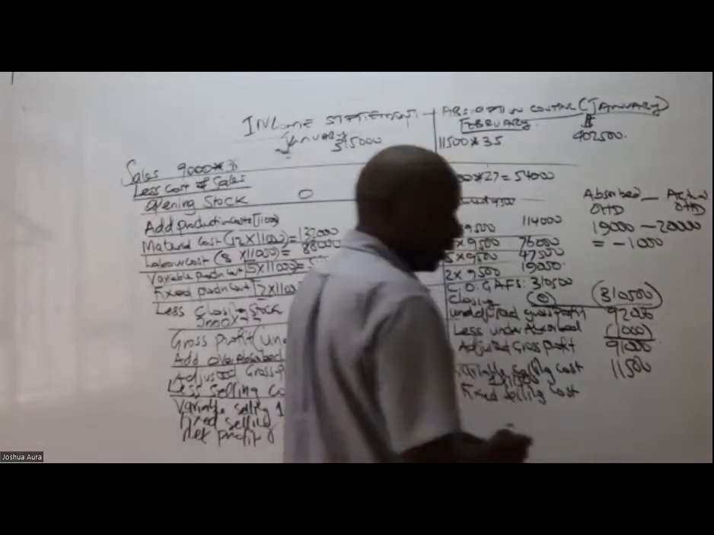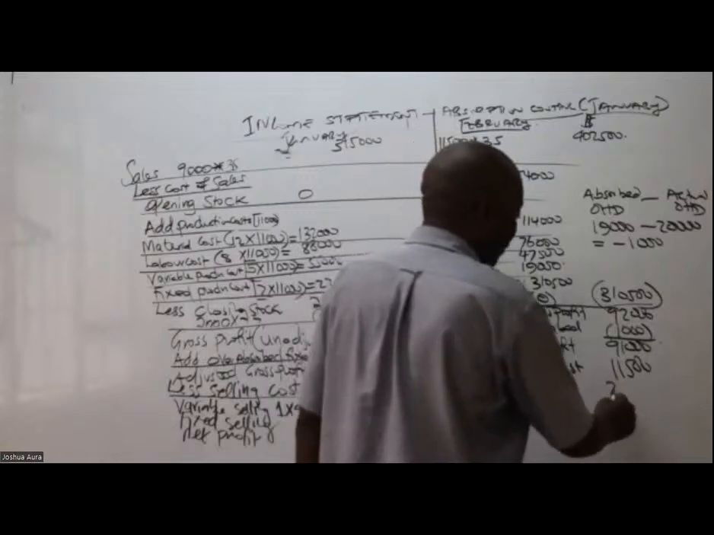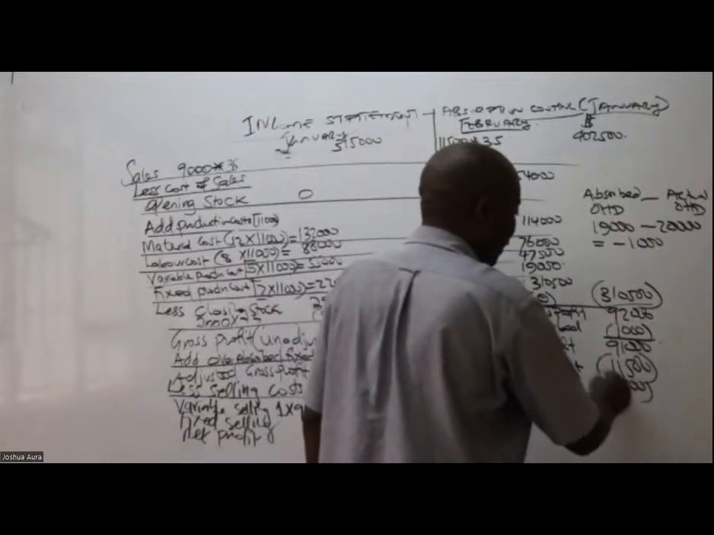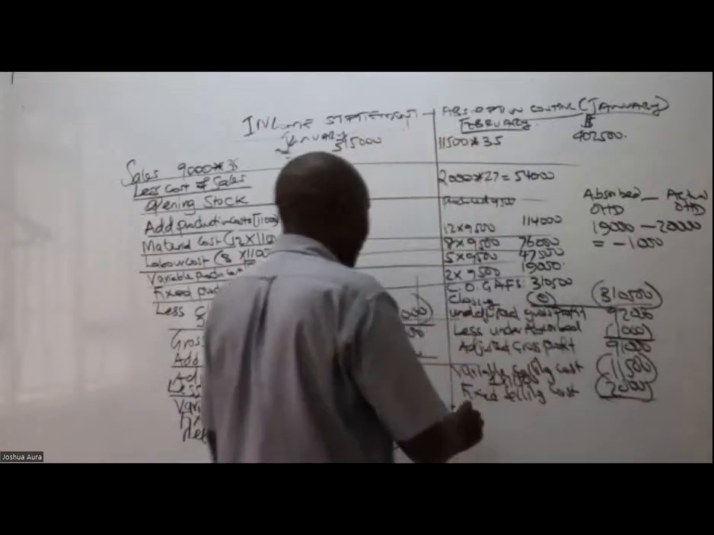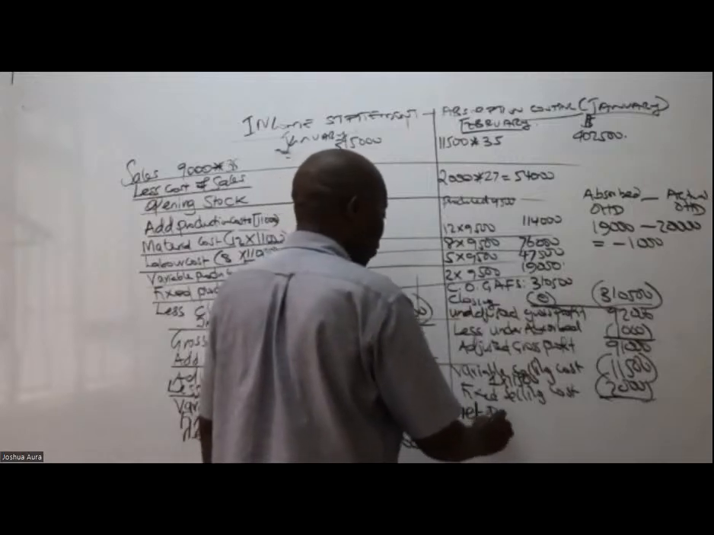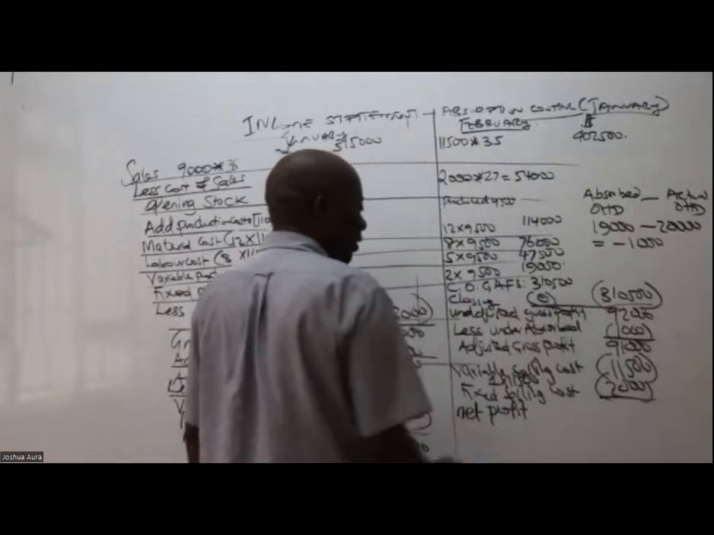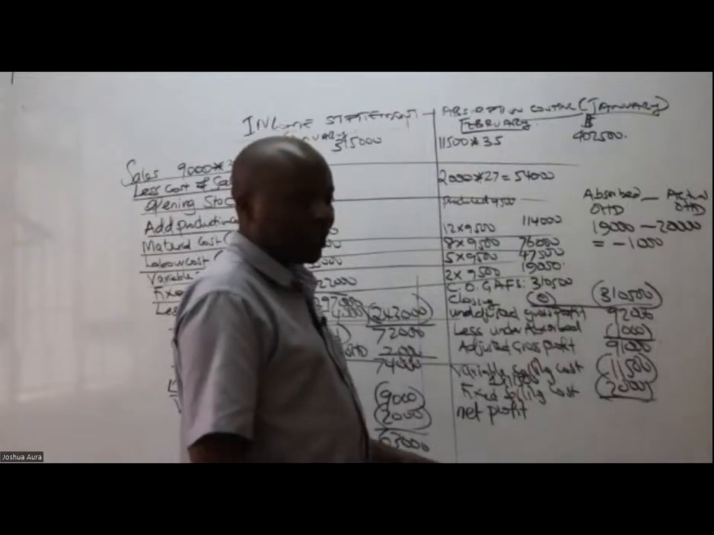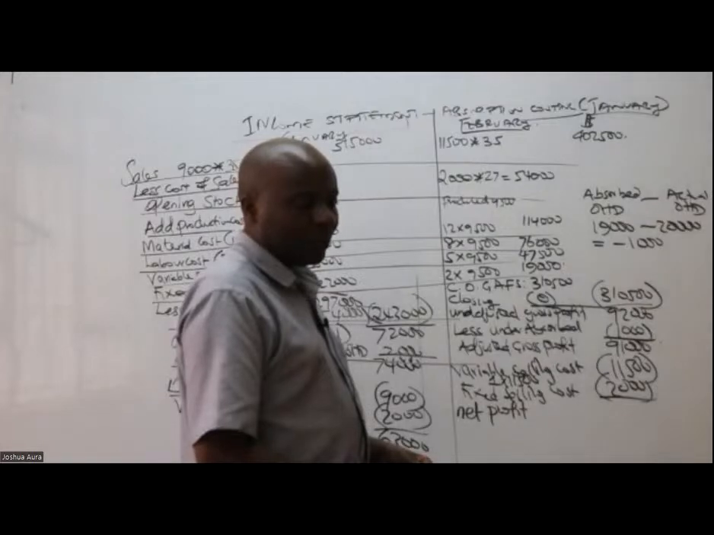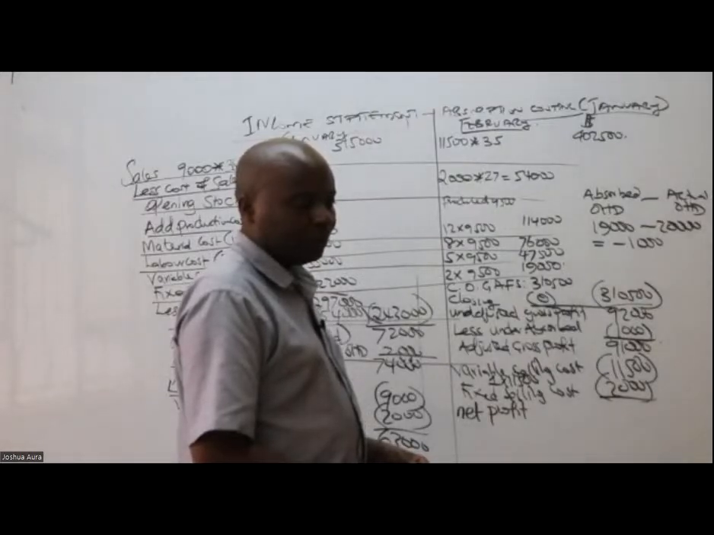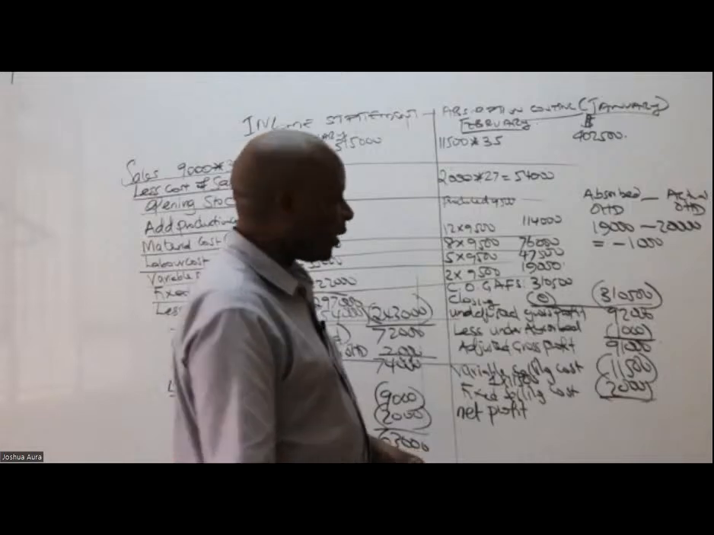Fixed selling, this has been defined for us as 2,000 every month. So then could you kindly, in this case here, give us our net profit for month number 2? What are we going to get there? Somebody has the net profit for month number 2. $77,500.